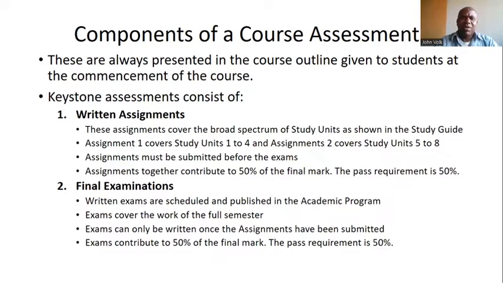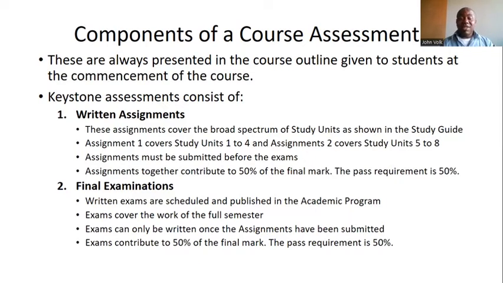Usually these are given in the course outline and the study materials that are given to you at the beginning of the course. Okay, now at Keystone, assessments generally consist of the written assignments and the final exams. The written assignments cover the broad spectrum of the study units, which are presented in the study guides. For example, the first assignment covers study units 1 to 4, and the second assignment covers study units 5 to 8.